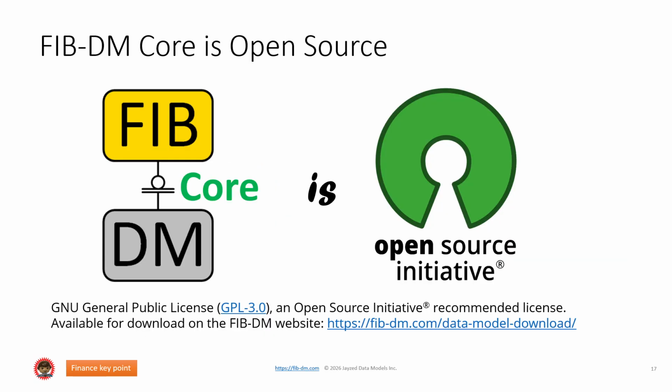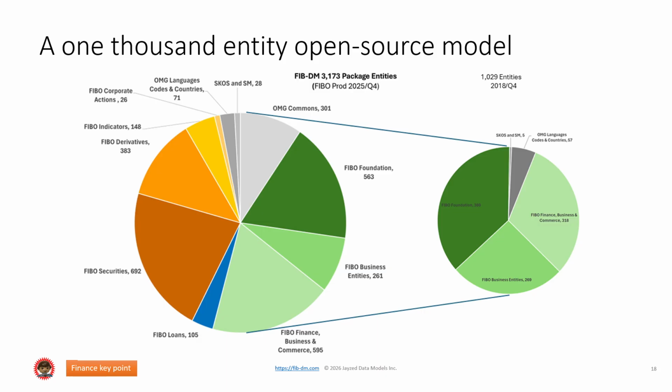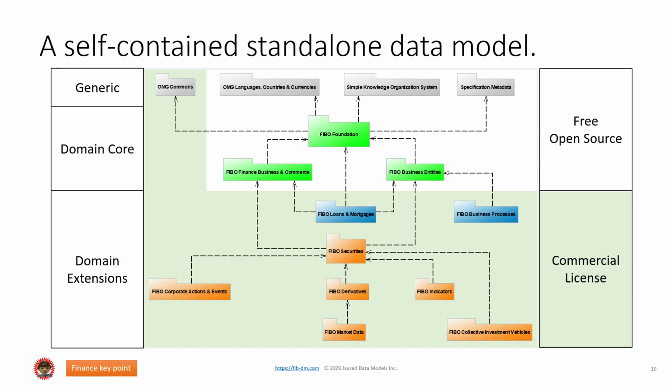So FIBDM has an open source core version that's licensed under GPL 3.0. That is a copyleft license, meaning that any transformation derived works must also be licensed to the public. Here are the open source and commercial models side by side. The open source had a little over 1,000 entities as of Q4 2018, and FIBDM in its latest version of Q4 last year has 3,173 entities.